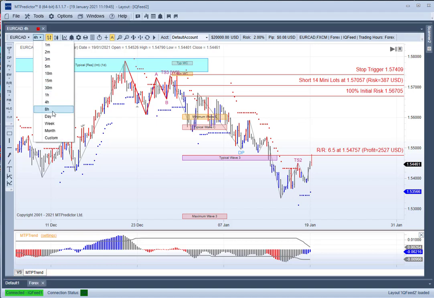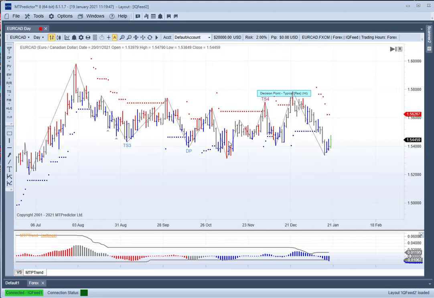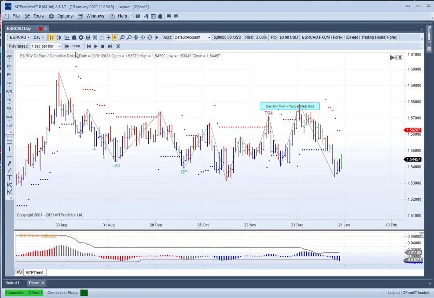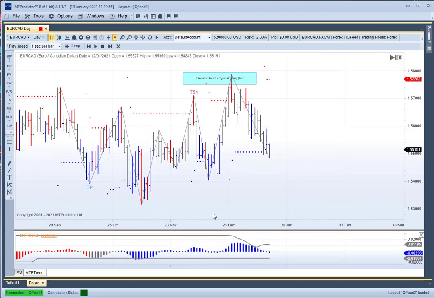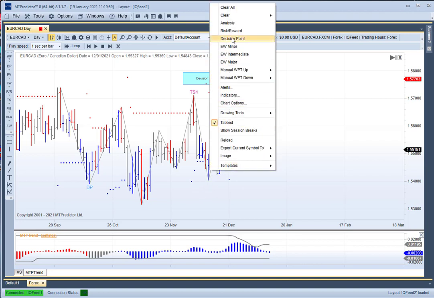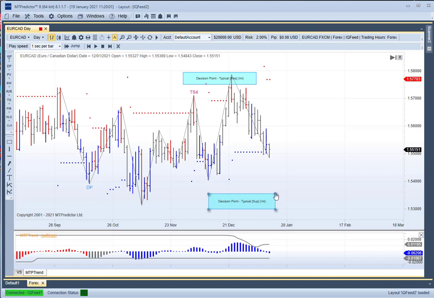So again we go out to the higher time frame. I'm going to go back to where that profit target would have been, which is about here somewhere on the 4-hourly chart. Go back to the prior pivot low, which is here. Right mouse click, do decision point. Again, can you see how that's on the chart in advance? So that would be there before the market even got there.